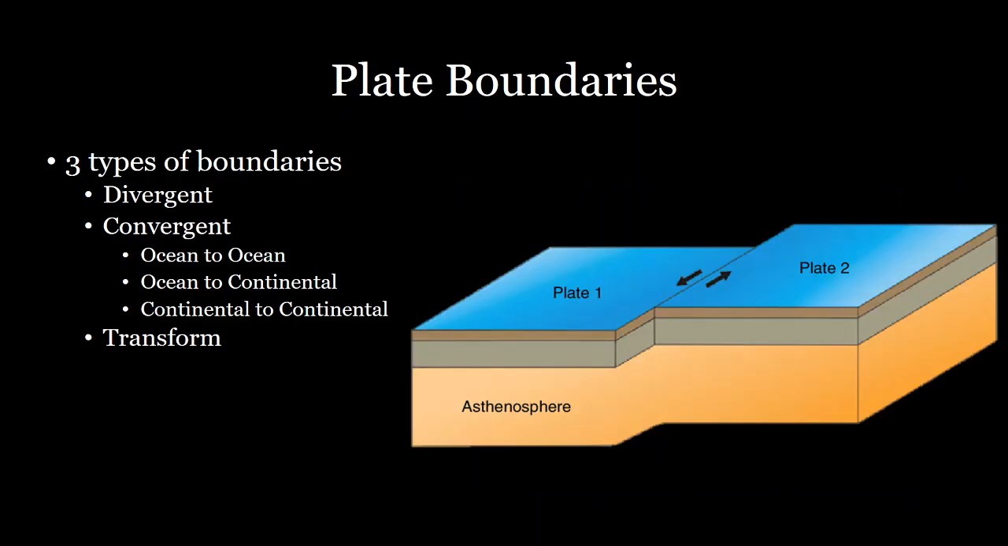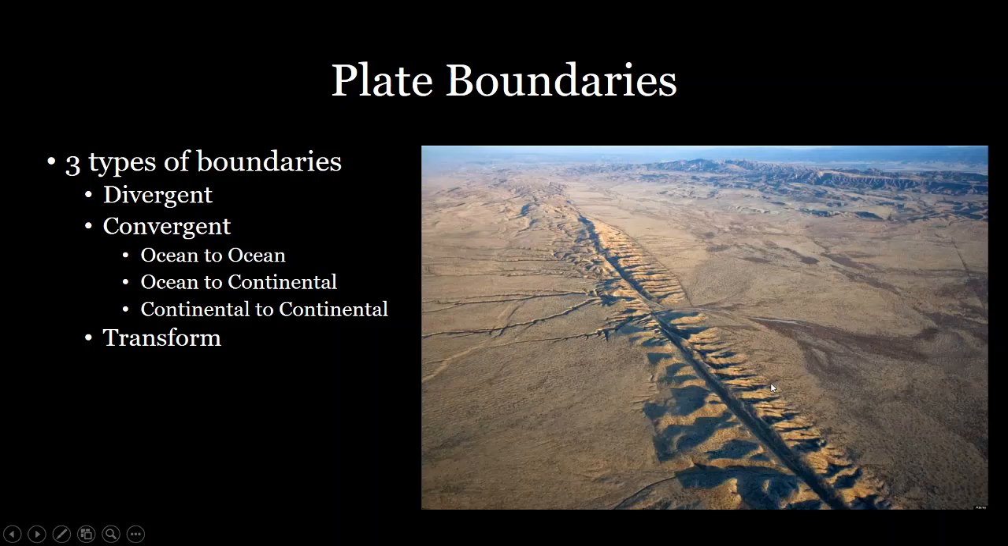Then the last type of plate boundary is called a transform boundary. This is when two plates are sliding past each other. A good example of this is the San Andreas Fault in California, which you can see here, where the Pacific plate and the North American plate are sliding past each other.